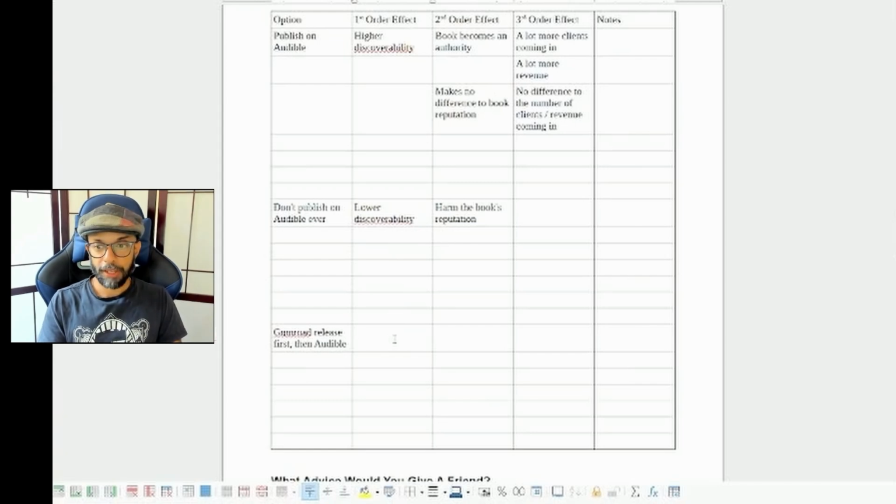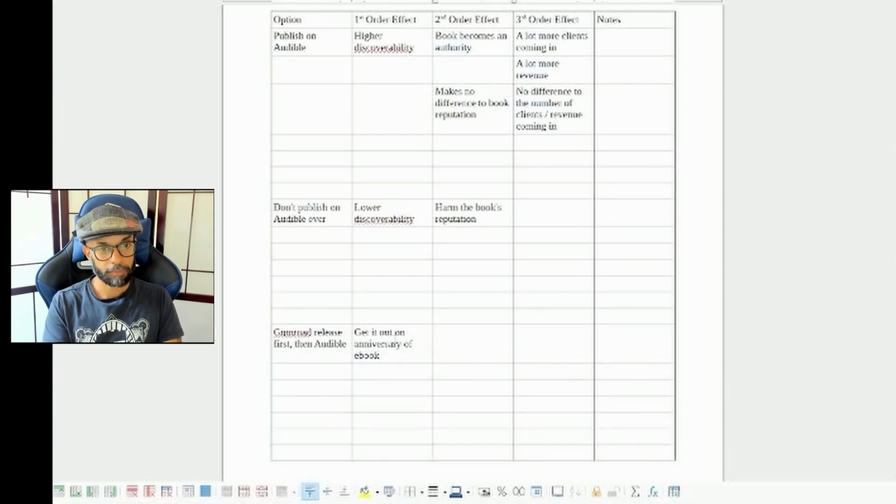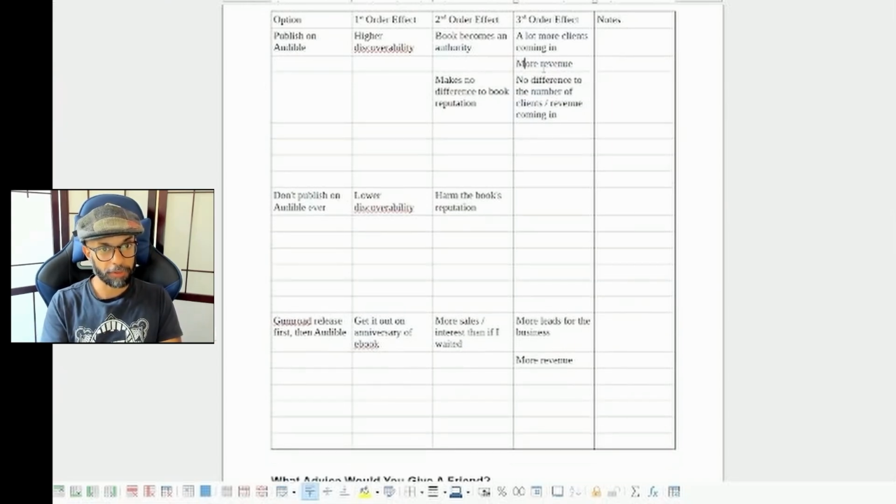So first order effect, get it out on anniversary of ebook. More sales and interest than if released. More leads for the business. More revenue. So instead of saying a lot more up here, I'll just make sure it's like apples to apples. So I'll just say more revenue. More leads. Let's see where we go with that.